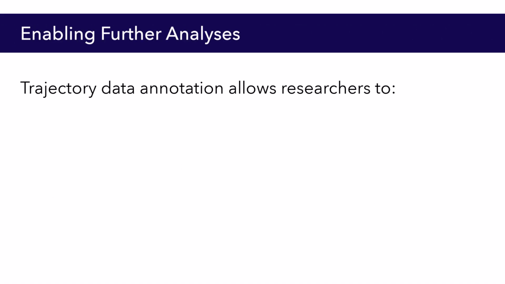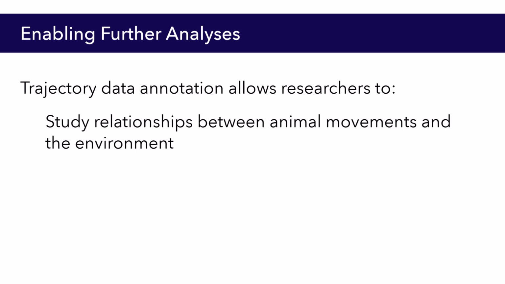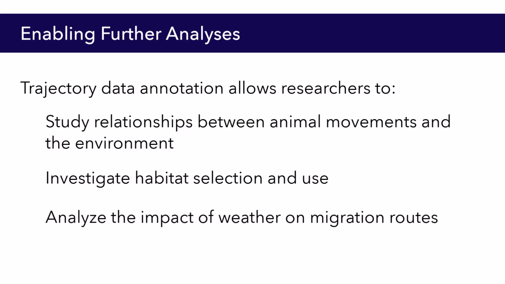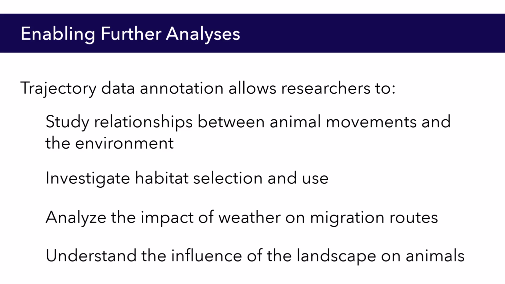Trajectory data annotation using systems like ENV-Data enriches movement data for further analysis in GIS, enabling researchers to, for example, investigate the relationship between animal movements and environmental conditions, or study habitat selection and use by animals, or analyze the impact of weather patterns on migration routes. Or we can investigate the influence of landscape features on animal behavior and survival strategies.